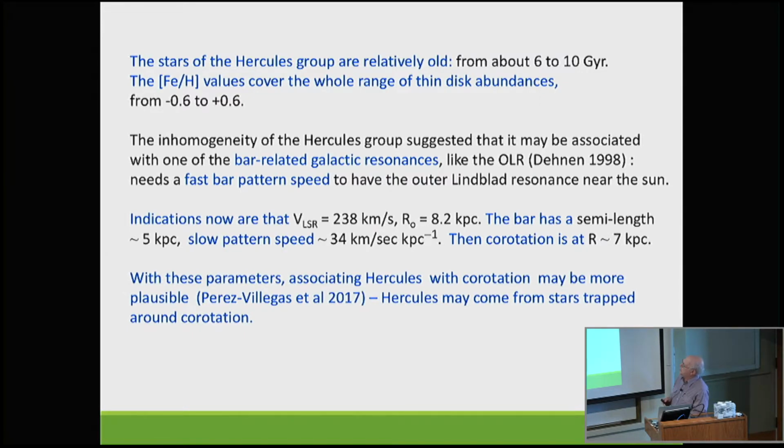It puts the co-rotation, where the bar looks as if it's stationary, out at about 7 kiloparsecs. And with these parameters, associating Hercules with co-rotation may be more plausible. And it may be that Hercules is actually stars from the inner galaxy, these low angular momentum stars, trapped around the co-rotation. I'll show you what all that means now.